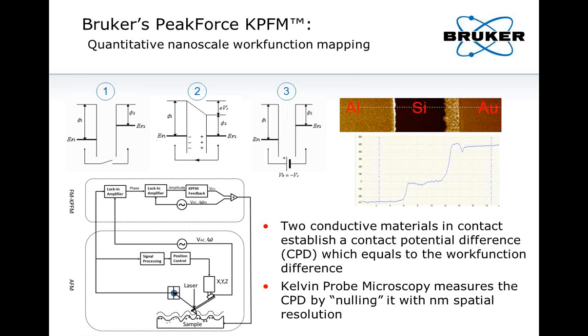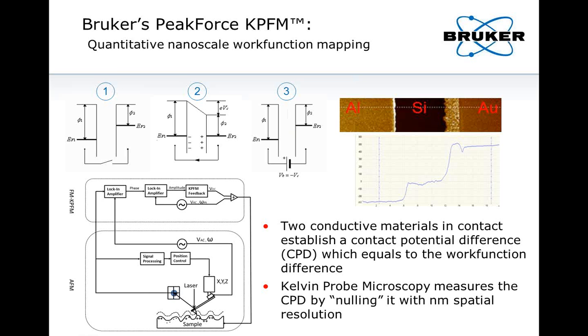Now, the potential established between these two surfaces is called the contact potential difference, or CPD, and that equals the work function difference of the two materials. Measuring the contact potential difference or work function is quite simple. You simply apply an external potential, as shown in diagram number 3 there, and you change that potential until the surface charges disappear. And in this case, your backing potential equals the work function.